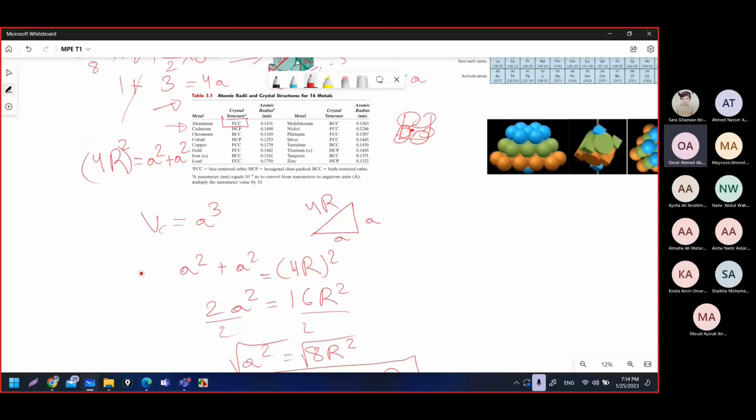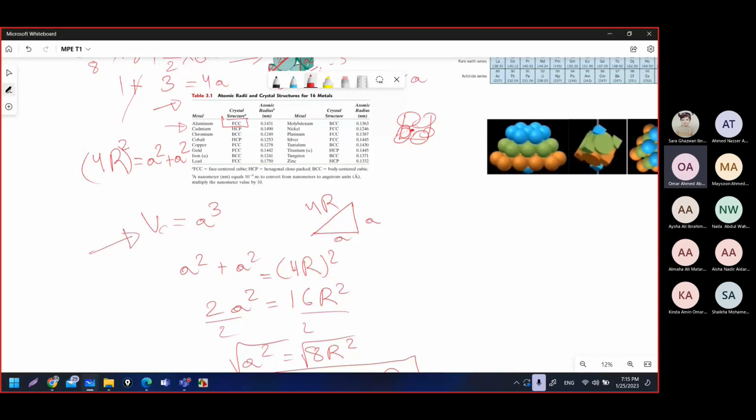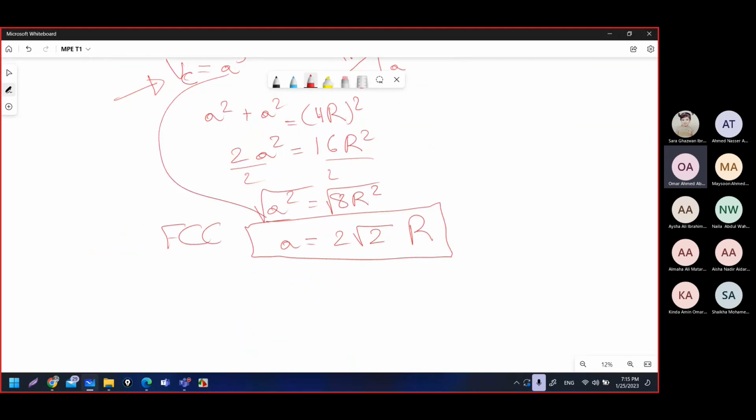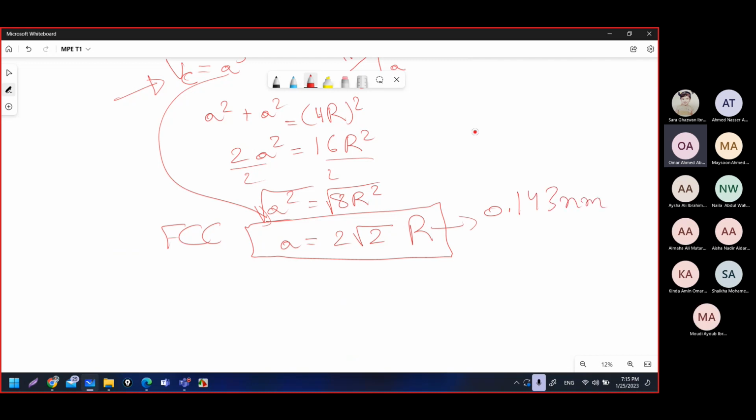What is asked from us in the question is to calculate the volume of the cubic unit cell. VC is equal to a cubed. I already have that a is equal to 2 square root of 2 times R, and I have the value of R given in the question, which is 0.143 nanometer. But he asked to calculate the volume in meter cubed, not nanometer cubed. I know that nano is 10 to the power negative 9, so I will replace nano by 10 to the power negative 9.